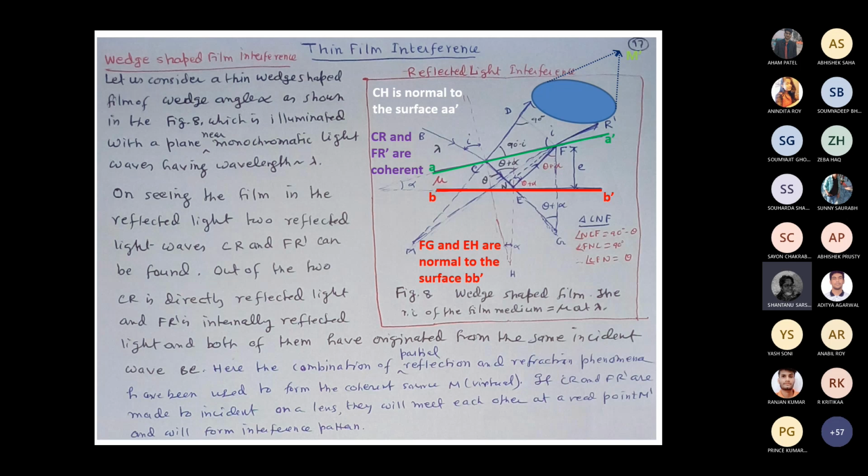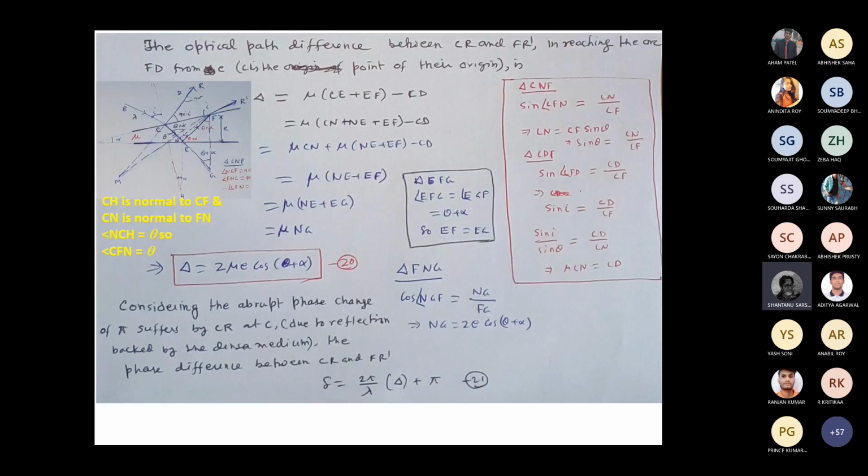So in the triangle EFG, this becomes an isosceles triangle, and two sides must be equal. That is, EF must be equal to EG. So our path difference was NE plus EF, now it becomes NE plus EG. So this path difference becomes mu into NG.